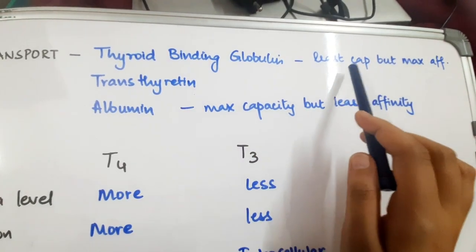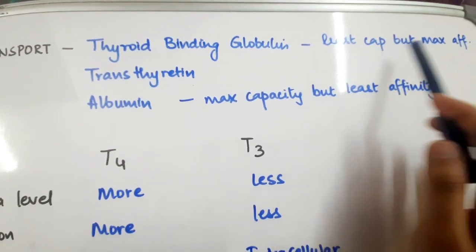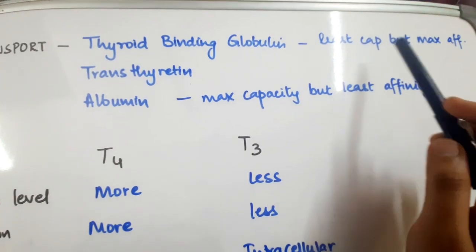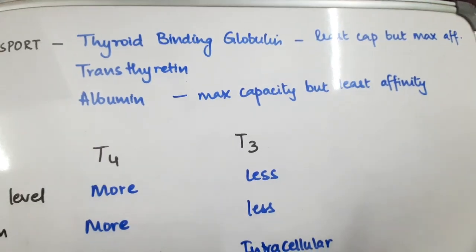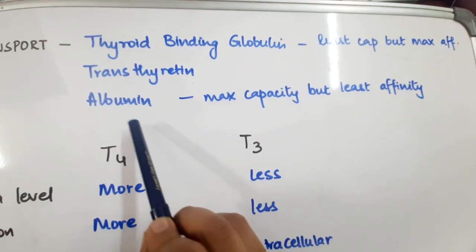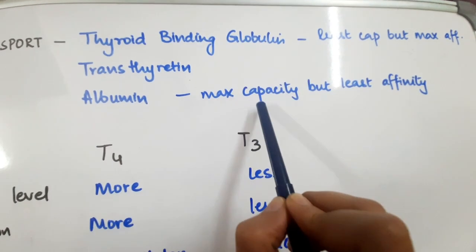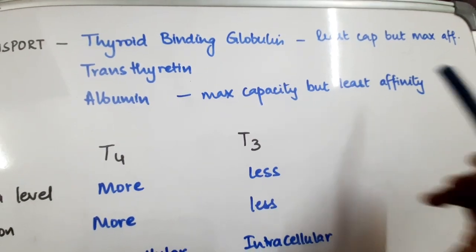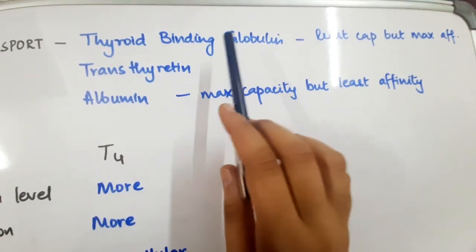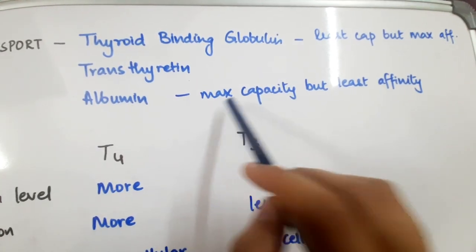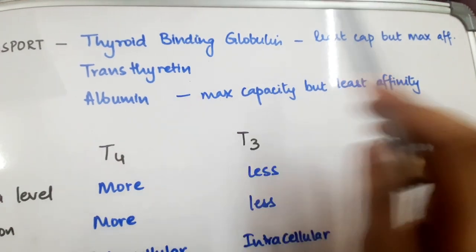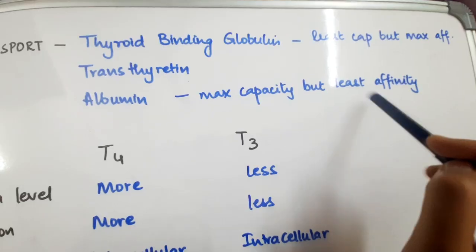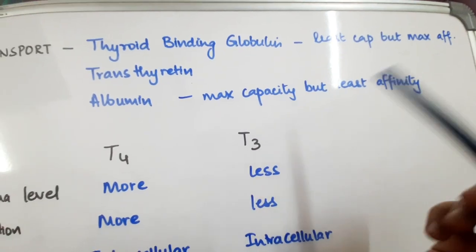Among them, thyroid binding globulin has the least capacity to bind with thyroid hormones, but it has the maximum affinity to bind to them. Least capacity but maximum affinity to thyroid hormones. But albumin has the maximum capacity but least affinity to bind with the thyroid hormones. So least capacity is thyroid binding globulin, maximum capacity is albumin, but maximum affinity is thyroid binding globulin and least affinity is albumin.